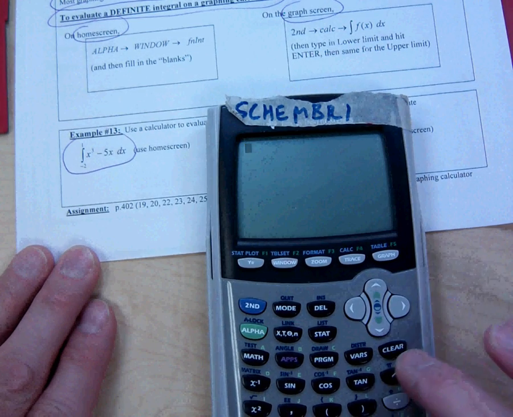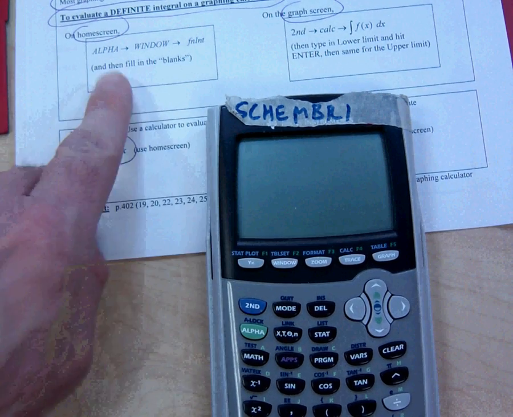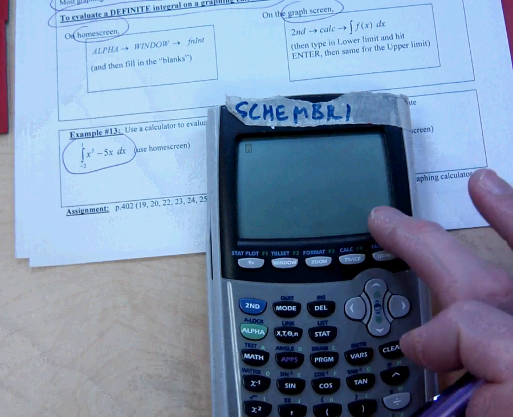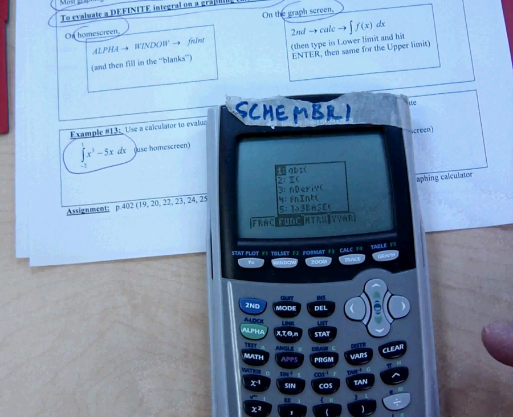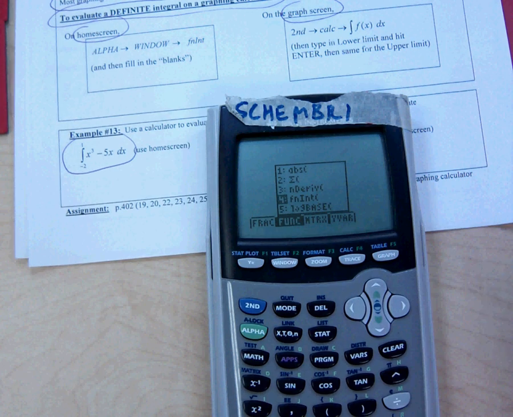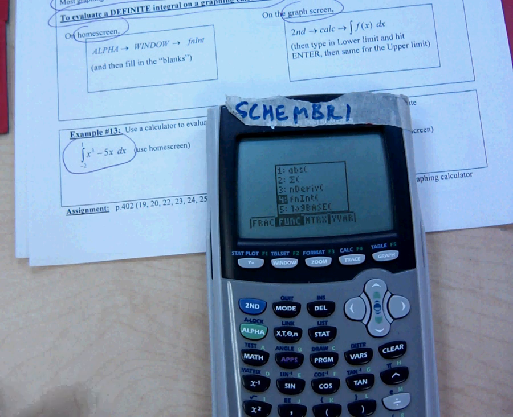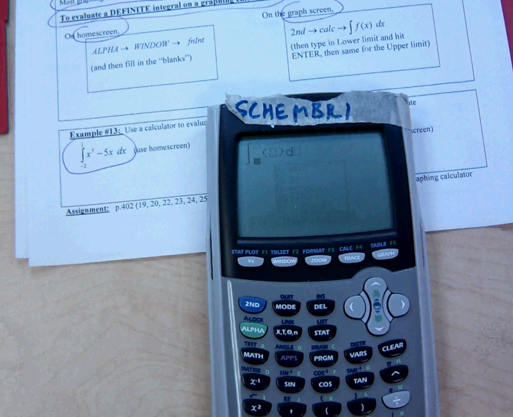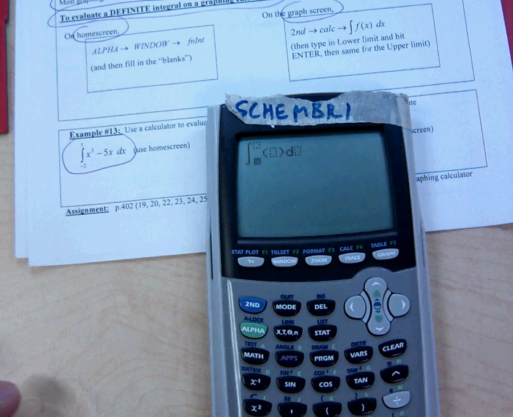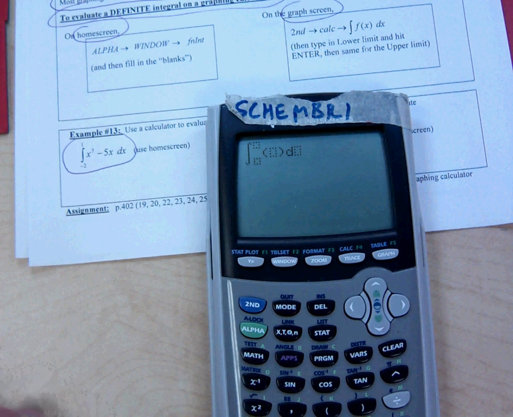Here's what you do. On the home screen, you hit the alpha button, then you hit the window button, and then you choose number 4, which is what? Function integrate. FNINT stands for function integrate. You following me? Choose that. And look how nice it looks. Everything shows up and it's obvious what you do from here, right? What do you put there?